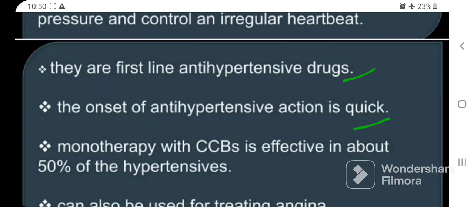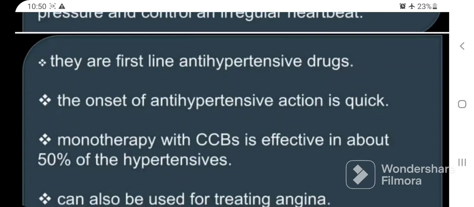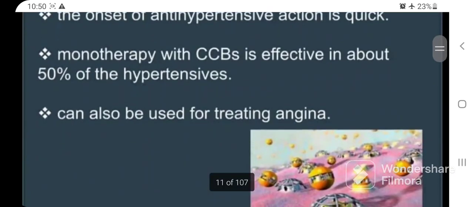Okay, you just remember all these points. Whatever you know, you write in the introduction. No worry. Then monotherapy with CCBs is effective in about 50% of hypertensive patients. They can also be used for treating angina. If a patient is suffering from chest pain, you can give this type of calcium channel blockers.